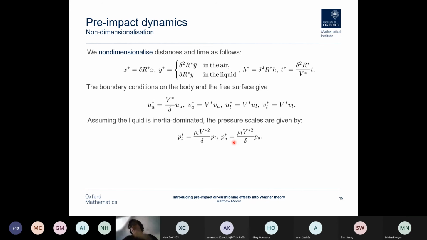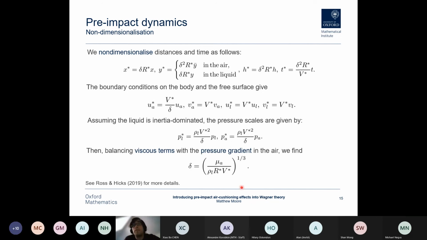Putting this all together and balancing the appropriate terms in the Navier-Stokes equations, you find that delta should be taken to balance the pressure gradient in the air with the viscous terms in the x-momentum equation. This gives you a delta that depends on the air viscosity, the density of the liquid, and the properties of the impactor, so its speed and its typical scale r, which is its size. If you want to see more details for this, I recommend having a look at Peter Hickson and Ross's paper, where they derive this in quite a bit of detail, and you can see where these scales come from.